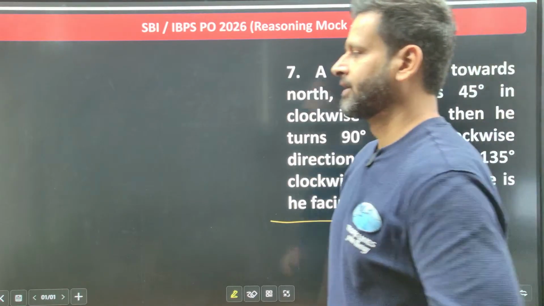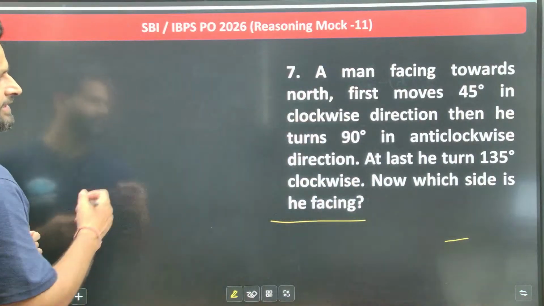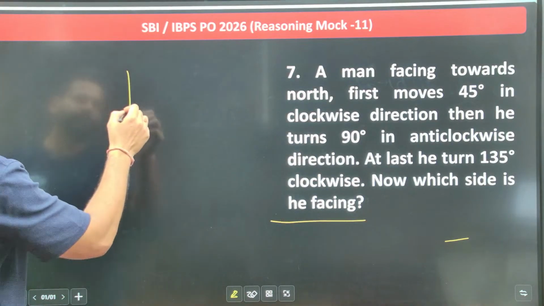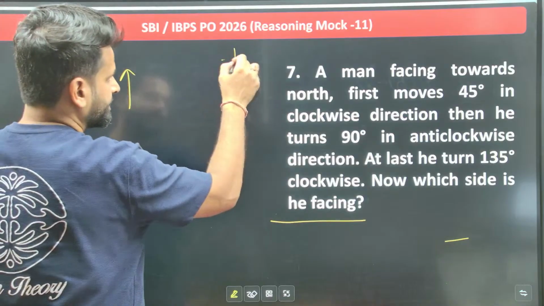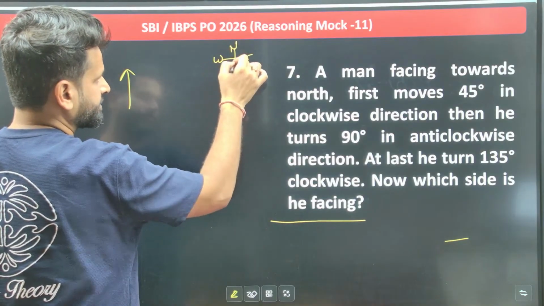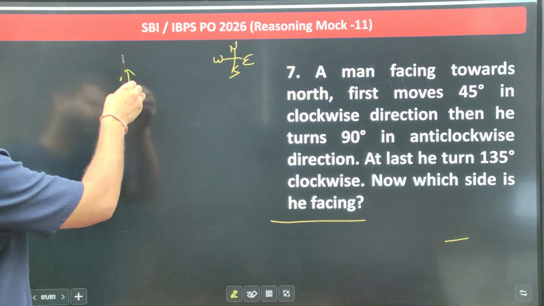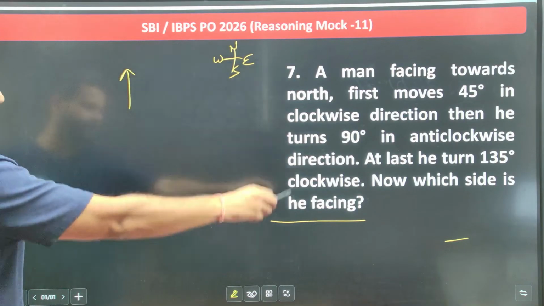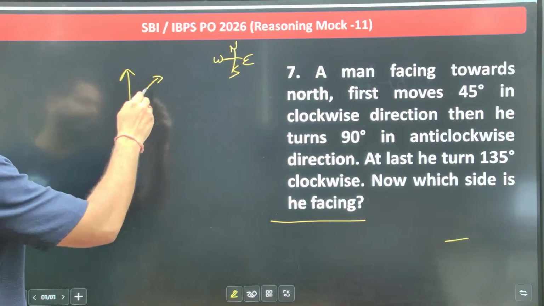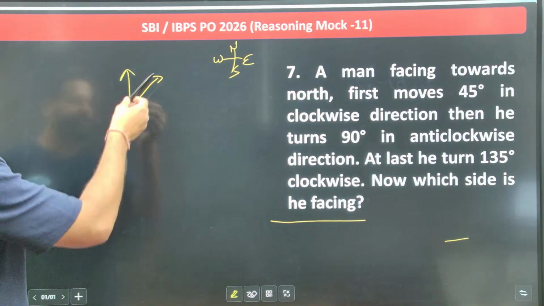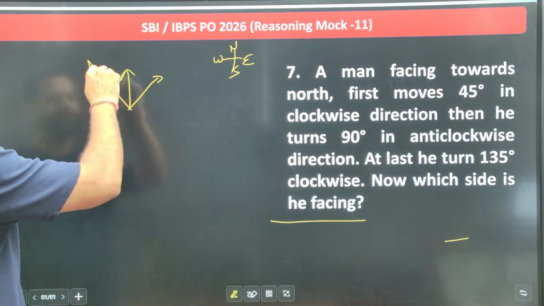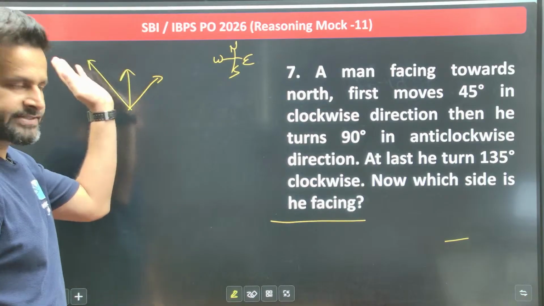Easy one. Look. The person is initially facing north. This is my usual north. This is east, west, north, south, usual sign convention. Initially, the person is facing north. 45 degree clockwise. This direction is clockwise. Then 90 degree anti-clockwise. I will be facing in northwest direction.